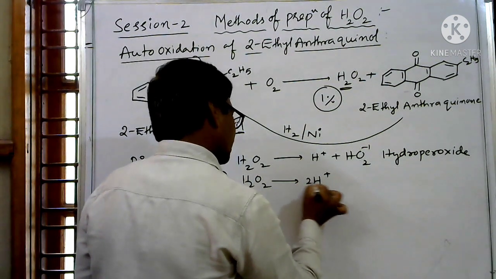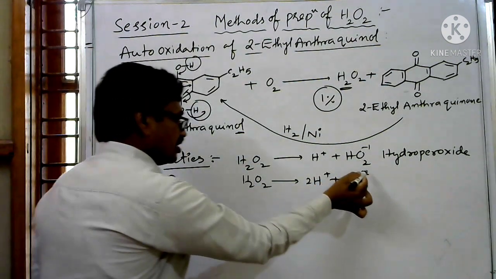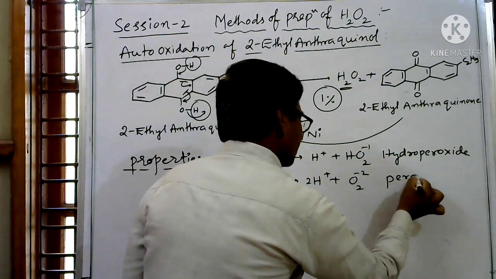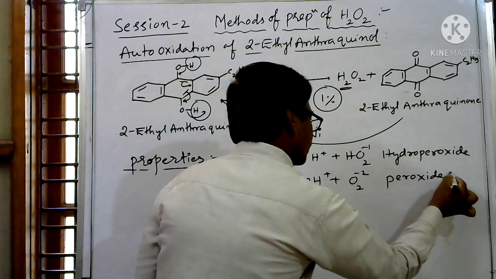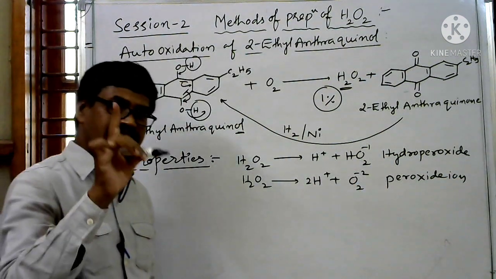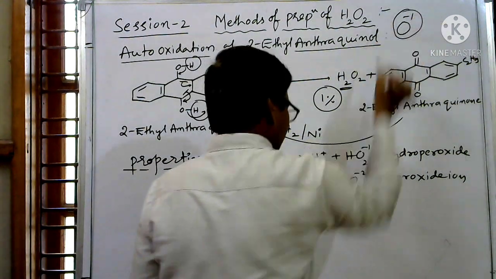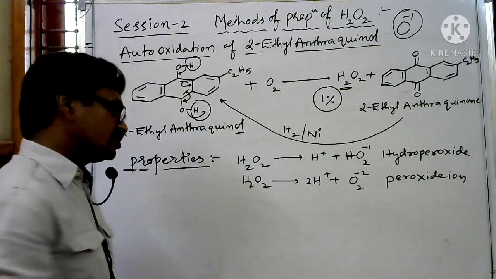H2O2 can also produce 2 H plus ions and form O2 minus 2. So in H2O2 there is a peroxide ion. Peroxide ion means O2 minus 2. Each oxygen carries minus 1 charge. O minus 1 is peroxide, otherwise O2 minus 2.